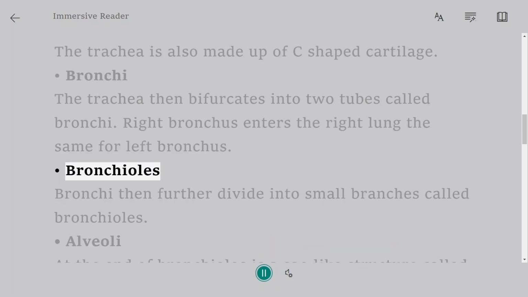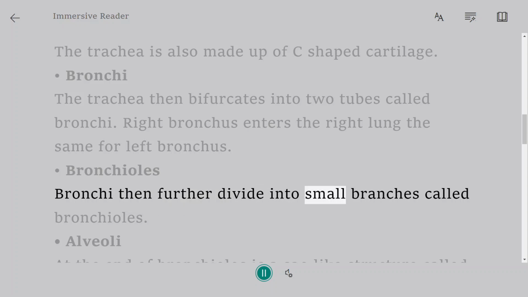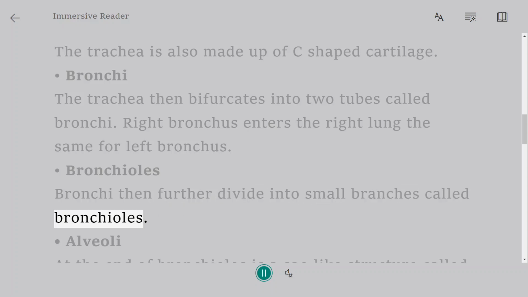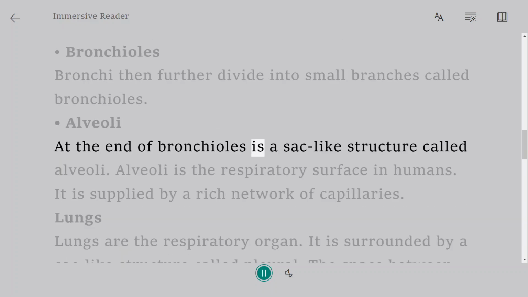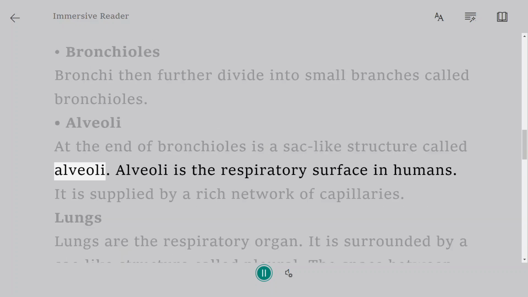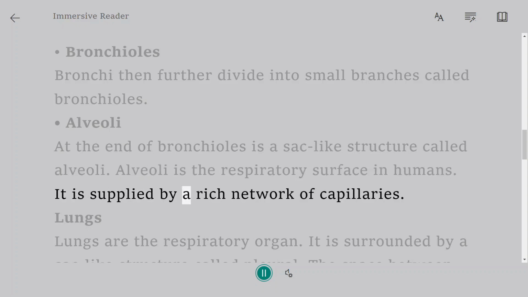Bronchioles. Bronchi then further divide into small branches called bronchioles. Alveoli. At the end of bronchioles is a sac-like structure called alveoli. Alveoli are the respiratory surface in humans. They are supplied by a rich network of capillaries.